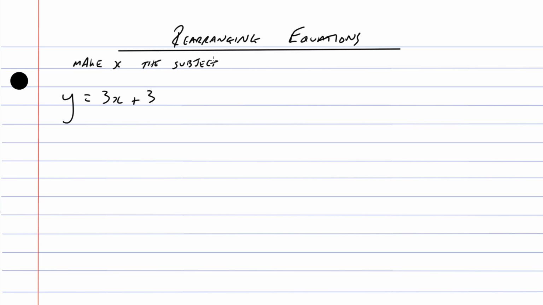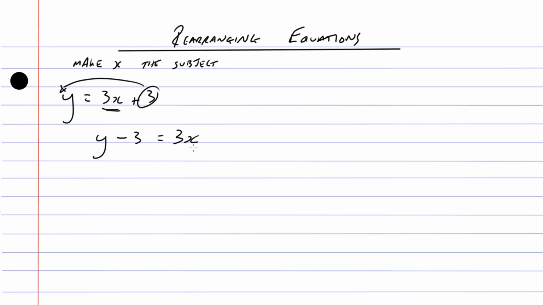So we're going to do a few quick examples, no frills, of how to rearrange equations and make x the subject. So here we have 3x on the right hand side, so we want just x on its own on one side or the other. So the easiest way to get x on its own is to get 3x on its own, so we're going to move the 3 to the other side, so it becomes y take away 3, because when you change the side you change the sign. Y minus 3 equals 3x.